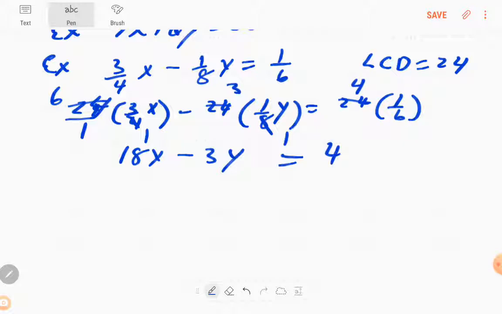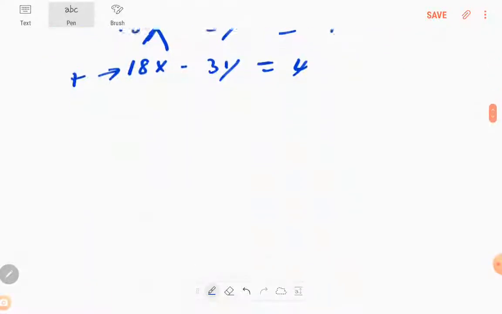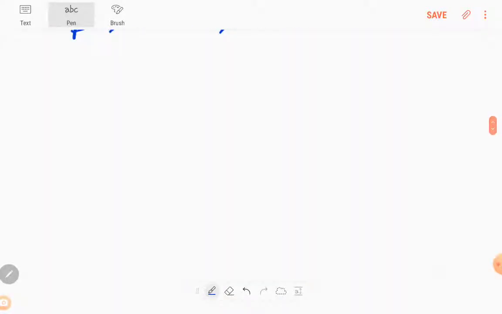So if we look at this, all the coefficients are integers, and the value in front of the x, this is x, so 18x minus 3y equal to 4. So this is positive, right? So it's written in standard form. Okay, let's look at another example, sorry.